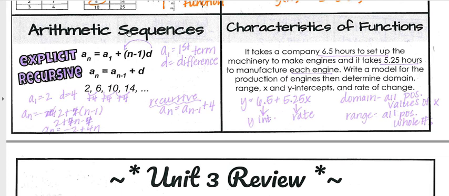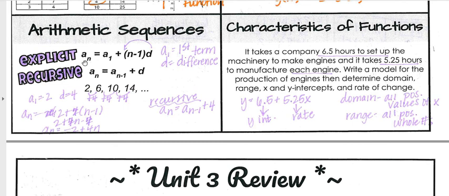All right, so next we have arithmetic sequences. This is a linear sequence. We have two different types, explicit and recursive. Both of these formulas are on your EOC review guide, and on your formula sheet on the actual exam.